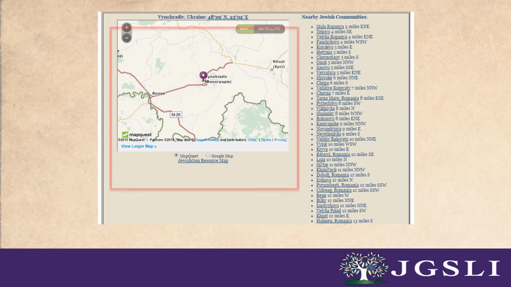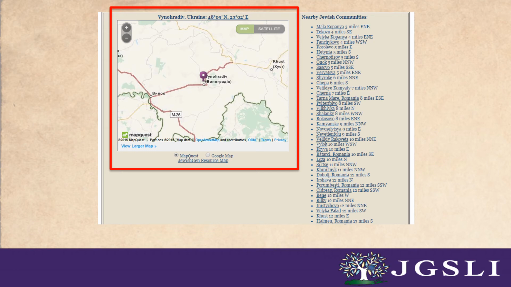Number 6. Next to the list, you'll see a current map of the town. You can use either MapQuest or Google Maps. And under the map, you can click on JewishGen Resource Map.